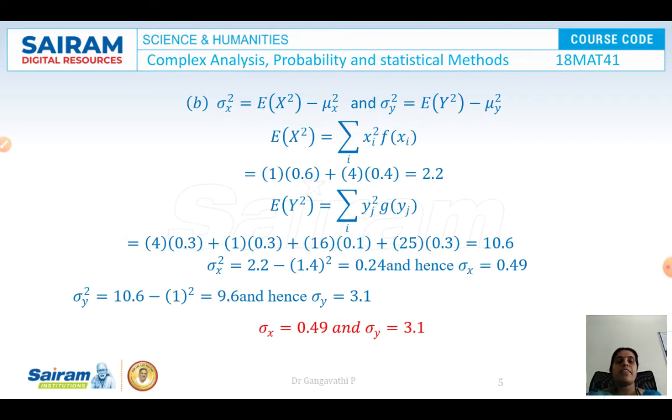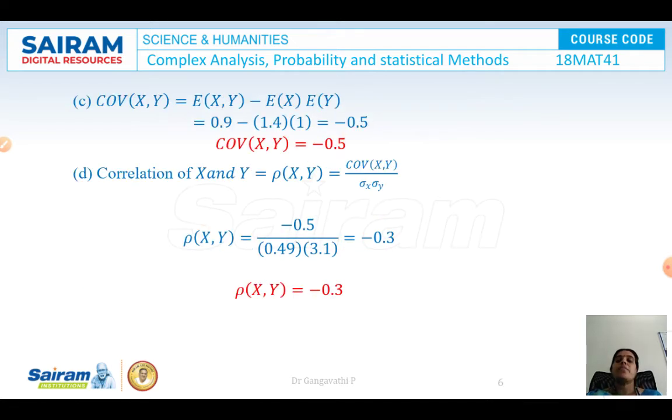Similarly, let us evaluate sigma y square from this formula. Substitute for E of y square, which is 10.6, and mu y, which we have evaluated as 1, square of which. So the answer will be 9.6 and sigma y is 3.1. So this is how the second sub question has been solved.